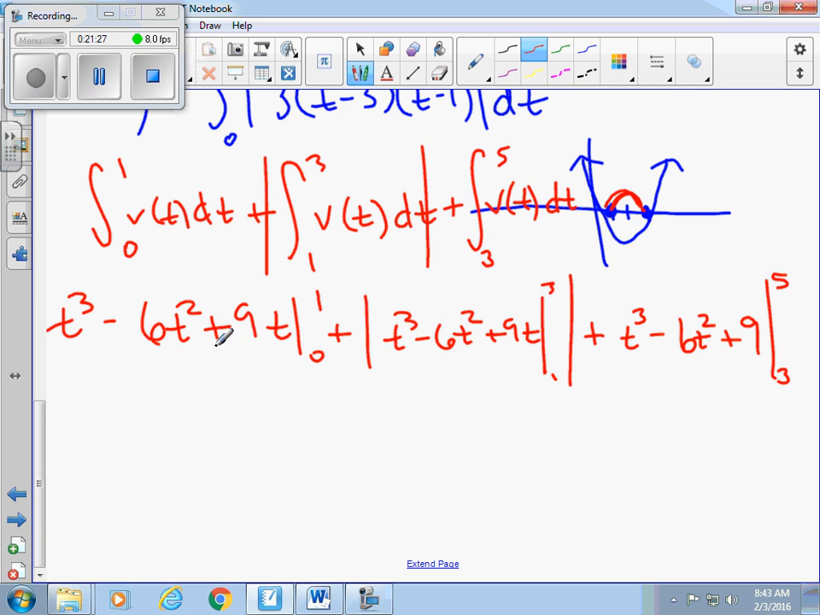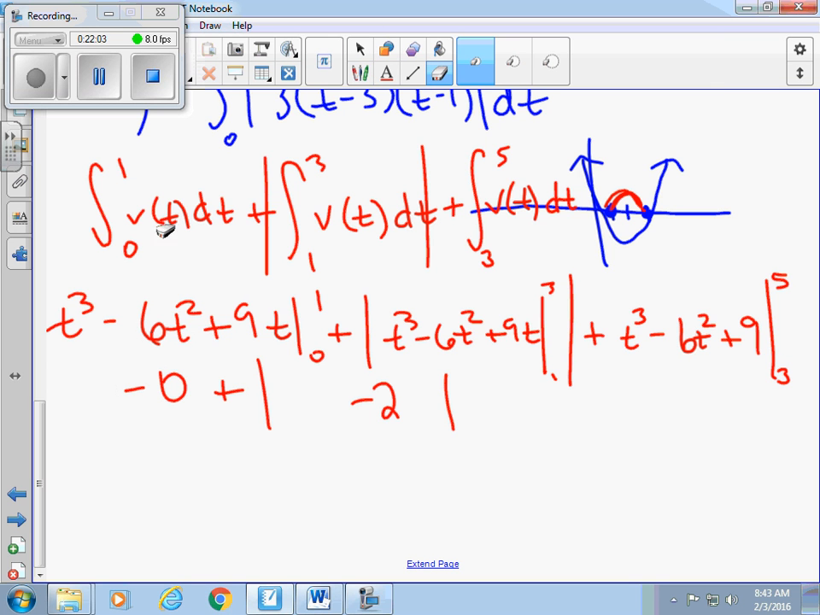Okay, plug in 1. 1 minus 6 plus 9, 2, minus 0. It's quite a bit of work. I've already plugged in 1, right? So I know it's 2. Save myself some time there. 1 minus 6 is negative 5. Oh, 4. I took Dominine's word for it. Sorry. She said 2. I assumed she was right.